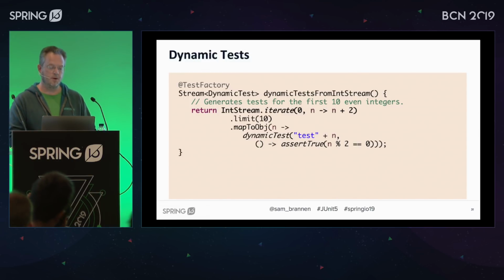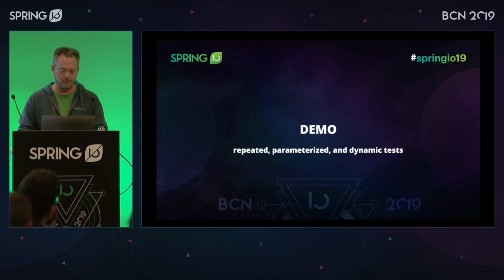So in this example, just to show how it works, basically however you want to create some kind of stream. Here we're iterating, getting the first 10 even integers, and then we're mapping each of those onto one of these dynamic tests, and that returns a stream of dynamic tests. And then each one of these will get invoked separately and reported as if they were standalone tests, and we'll see that in the IDE.